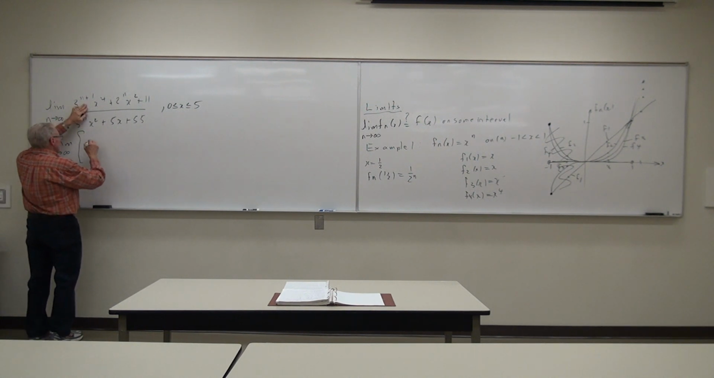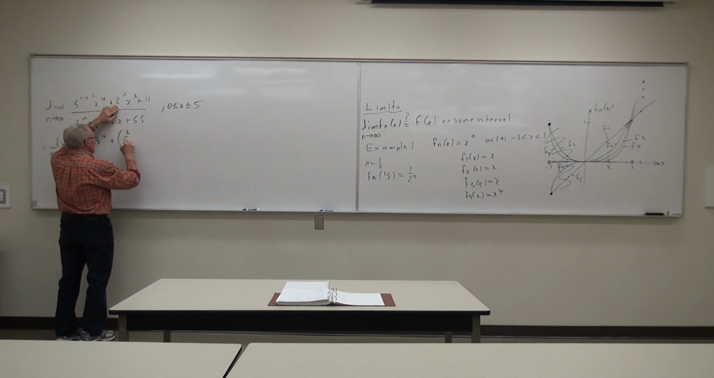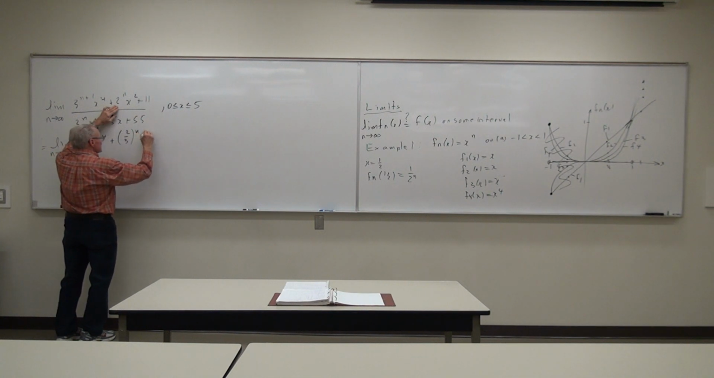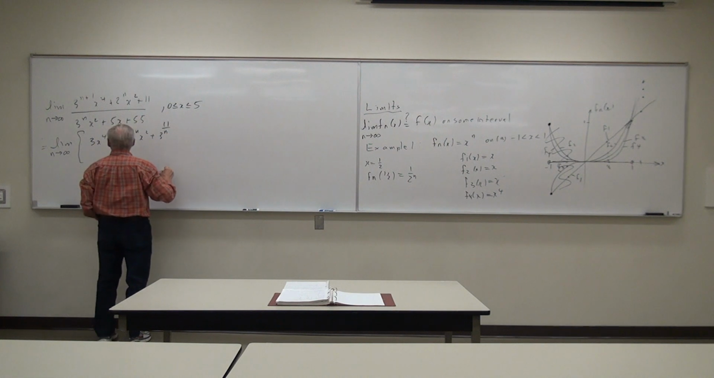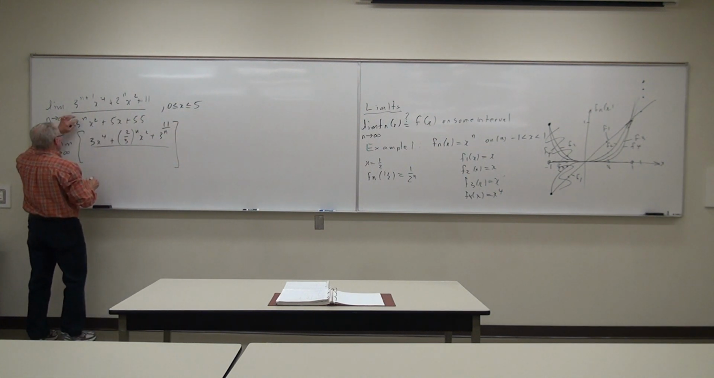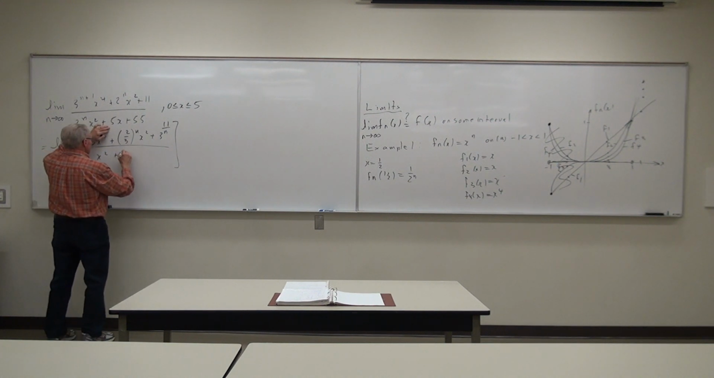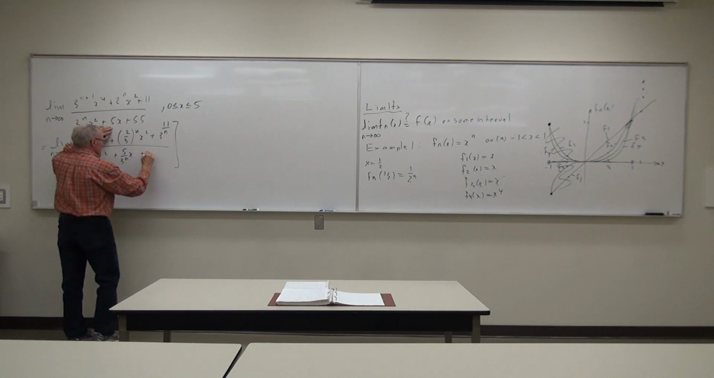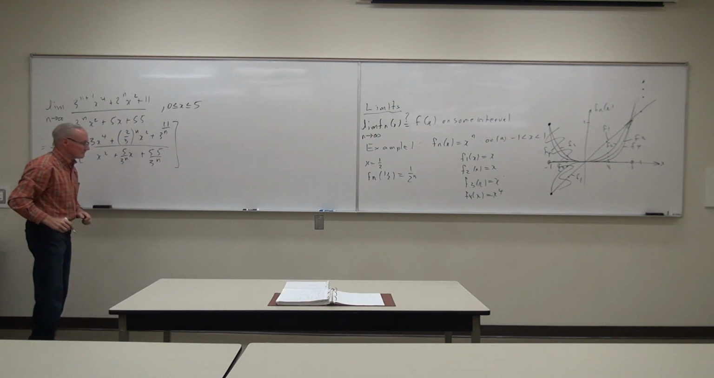Divide that by 3 to the n, 3x to the 4th. Divide this by 3 to the n, and you get 2 over 3 to the n, x squared. Divide this by 3 to the n, that. So there's the numerator. Bottom: divide by 3 to the n, x squared; divided by 3 to the n, 5 over 3 to the n, x; divided by 3 to the n, 5 over 3 to the n.